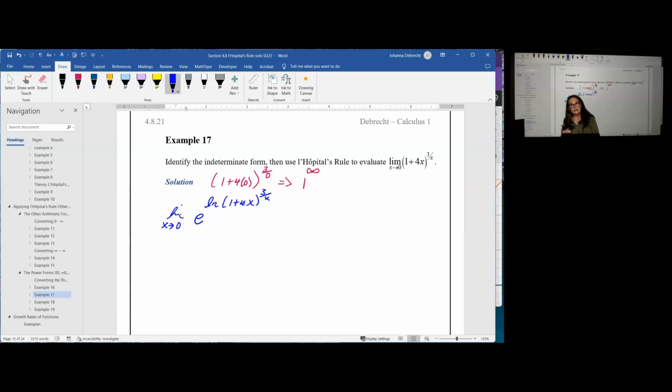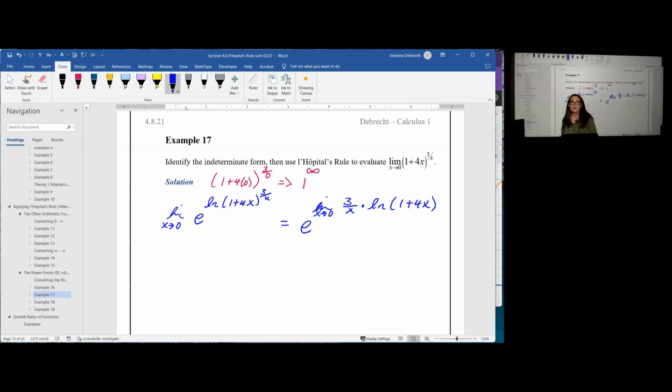Again, e is a constant, so I can pull the limit into the power. At the same time, I can pull the power 3 divided by x to the front of the natural log using natural log properties. This gives me 3 over x times the natural log of 1 plus 4x.